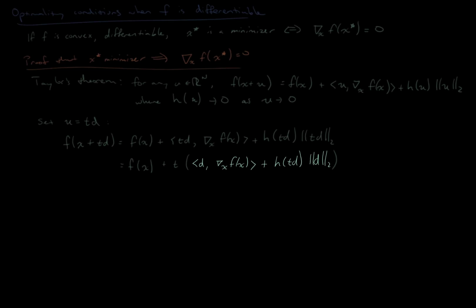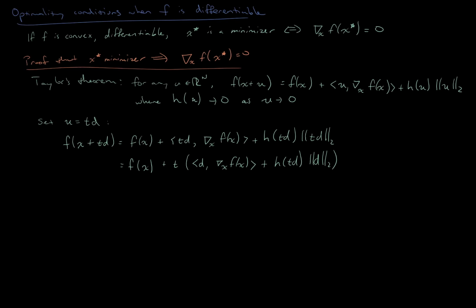And so in particular, the sign of what's going on inside of the parentheses is going to be the same as the sign of this inner product. This inner product is going to be much bigger in magnitude than h of td times the 2 norm of d. So when t is sufficiently small, the quantity inside here will be negative if this inner product is negative, and it will be positive if the inner product is positive.